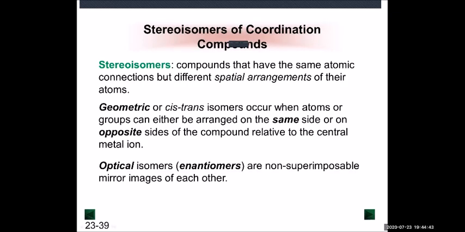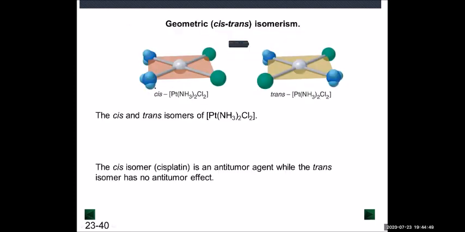The stereoisomers are the geometrical or the optical. These two we call cis and trans isomers. In the first example, these are the ammonia molecules, and these are chloride ions. The two chlorides are on the same side of the platinum, so this we call cis. Same as in organic chemistry. When they're on the same side, it's cis.